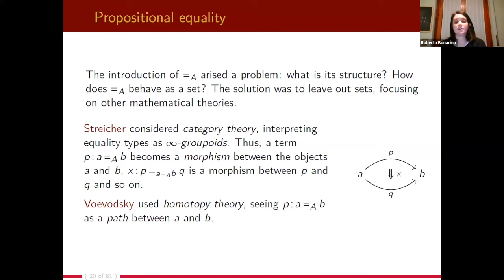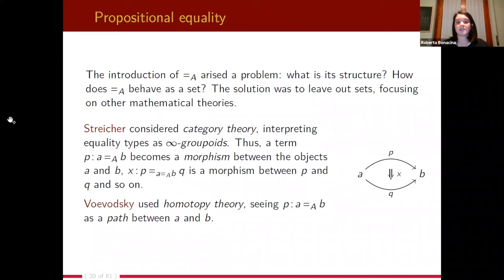So Streicher considered category theory for this interpretation, and he interpreted equality types as infinity groupoids. He said that a term p of type a = b is a morphism from a to b, which are interpreted as objects, and a term x of type p = q, where p and q are terms of type a = b, is another morphism from p to q. This construction, of course, can be iterated as much as you want.